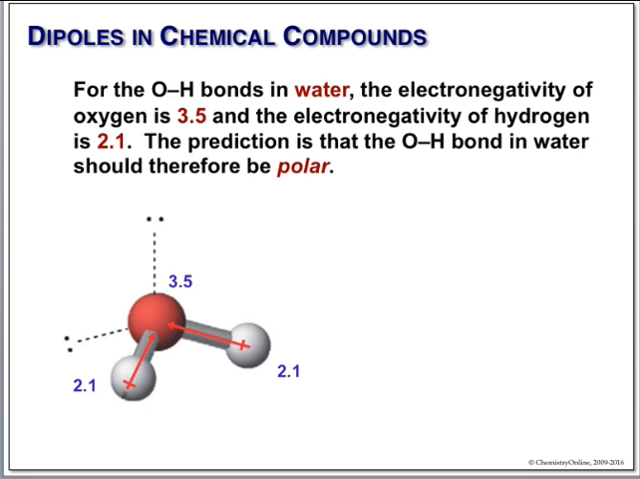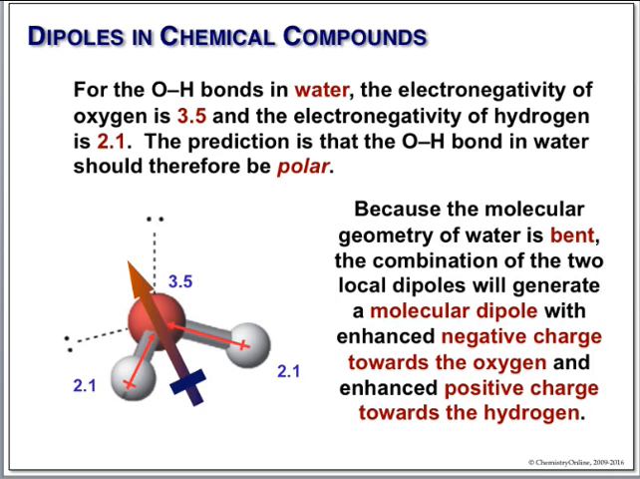But because water is bent, it's always bent, it always looks just like this. What this means is that there's going to be a molecular dipole. This end of the molecule down by the hydrogens is going to be positive, and this end by the oxygen is going to be negative. The molecular dipole would look something like this. Positive end down here in between the 2 hydrogens, and a negative end up here by the oxygen.